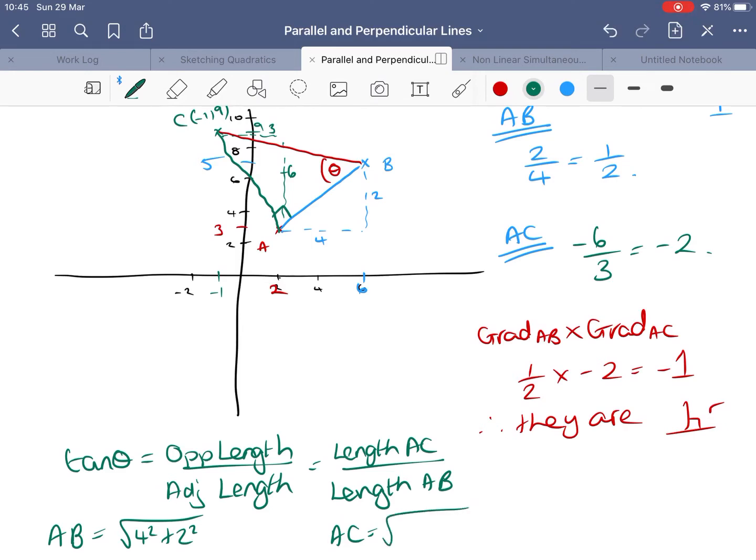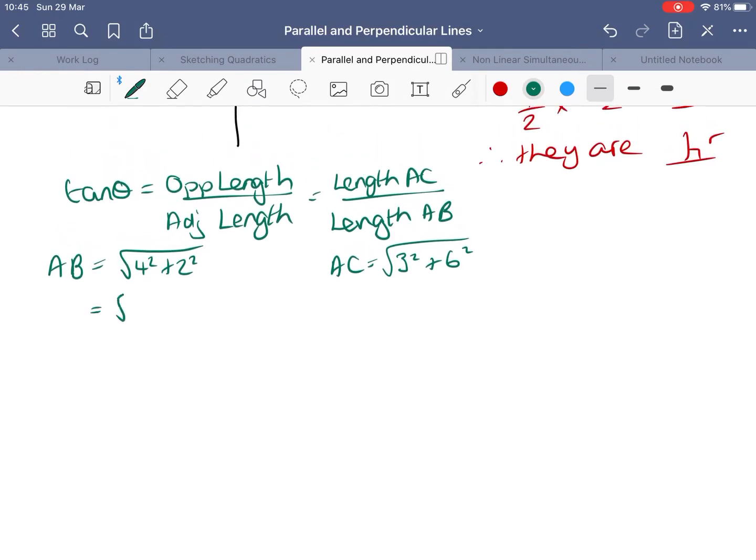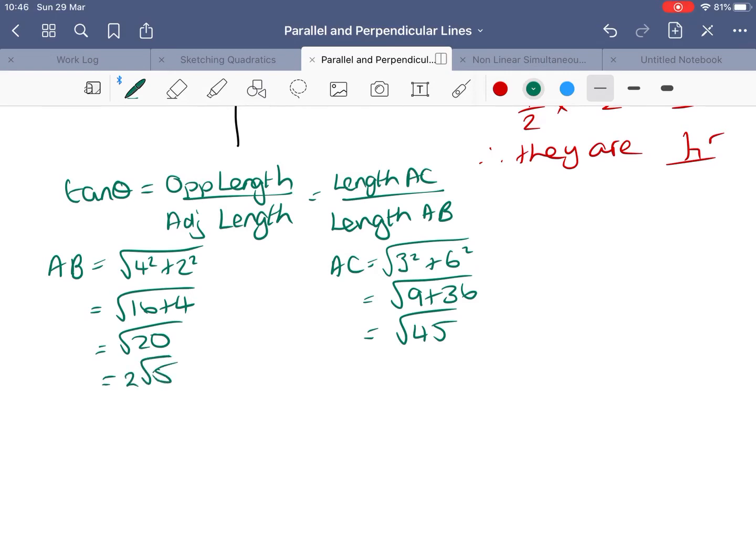Is the square root of 3 squared plus 6 squared. Okay, did that there so I could scroll up. So we've got the square root of 16 plus 4, which is root 20. And for AC, we've got the square root of 9 plus 36, which is root 45. And actually, if I simplify these roots, I'm going to get 2 root 5 for AB, and I'm going to get 3 root 5 for AC.